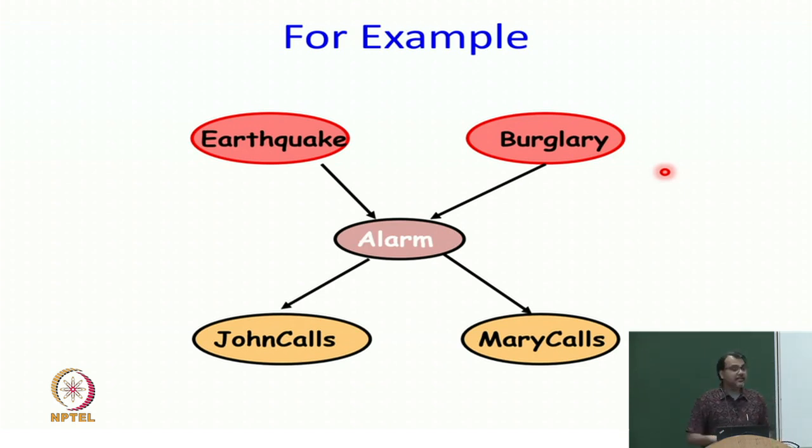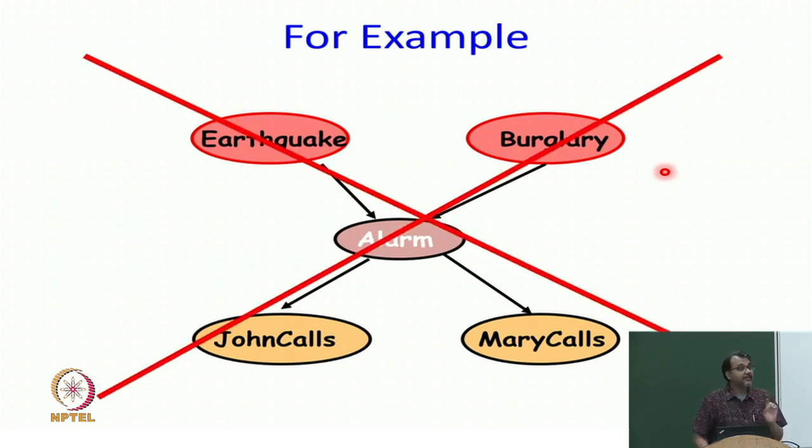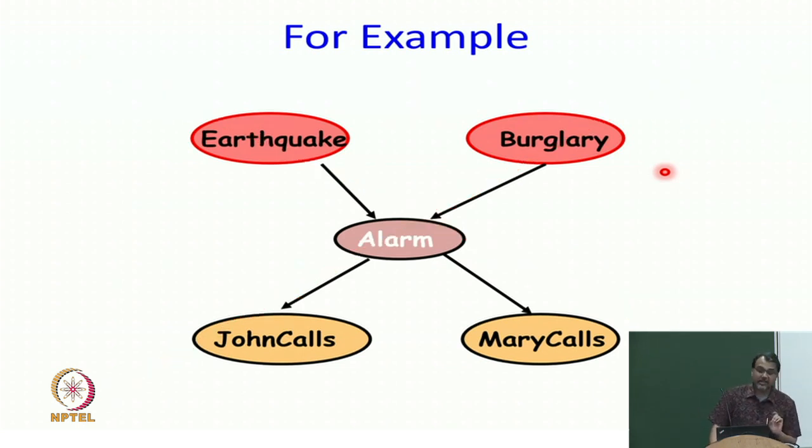So, in this particular case, look what is happening in the converging connection. Earthquake and burglary are not independent given alarm, right, and this we need to generalize, and so I will make it one more step complicated. Is earthquake independent of burglary given John calls?